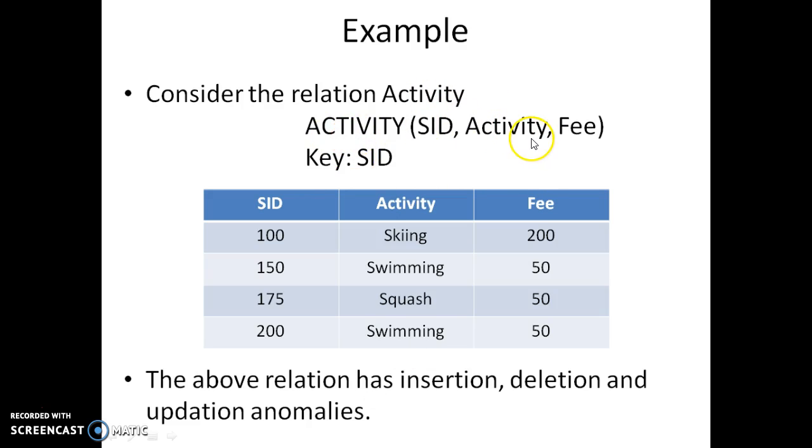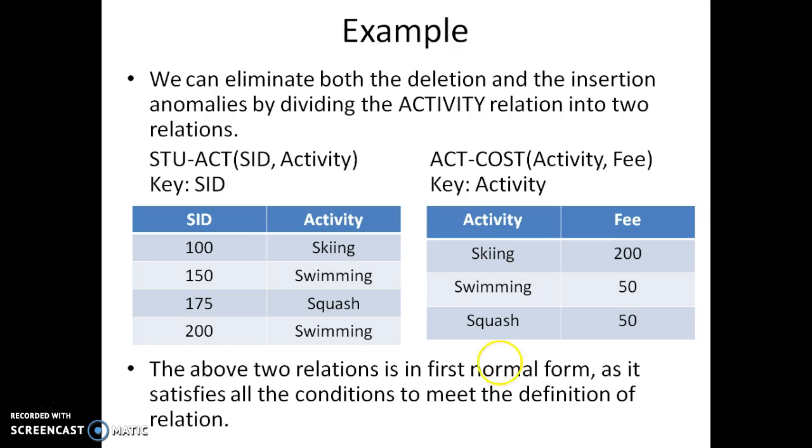In activity there are three attributes and SID is the key attribute. Now in this table we have certain anomalies like insertion and deletion anomaly. We cannot update, insert or delete the rows or columns easily. So to eliminate those anomalies, we have divided the table into two relations, that is student act table and the act cost table. In the first table, SID is the key attribute, and in the second table, activity is the key attribute. So by doing this, we are able to eliminate the insertion and deletion anomalies.